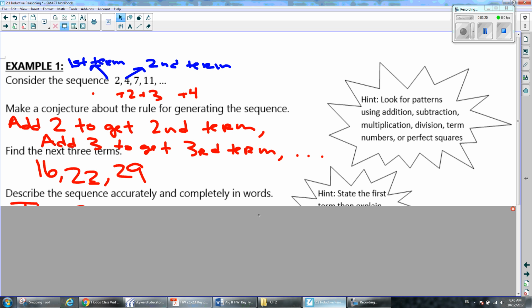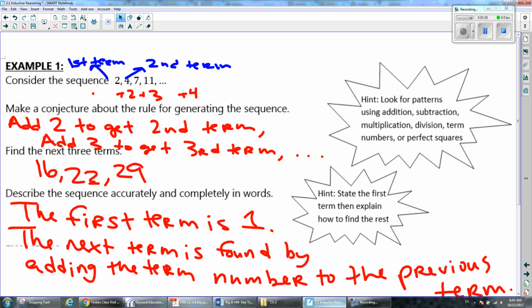So if I want to describe this sequence accurately and completely in words, your hint says to state the first term and then explain how to find the rest. So here the first term is 2. The next term is found by adding the term number to the previous term. So when I'm looking for term 2, I had to add 2. When I'm looking for term 3, I had to add 3 to get it.